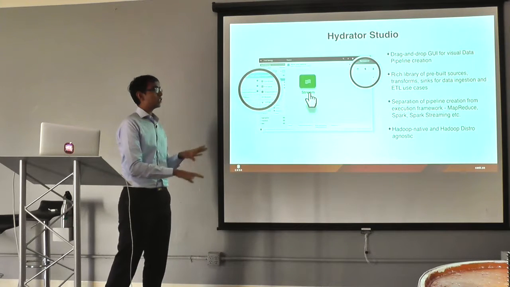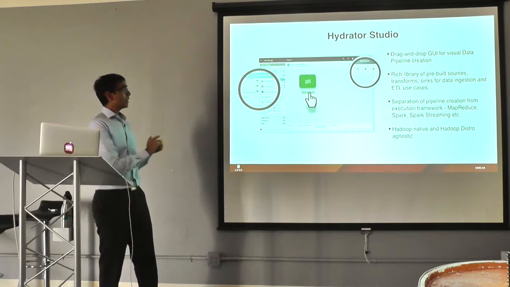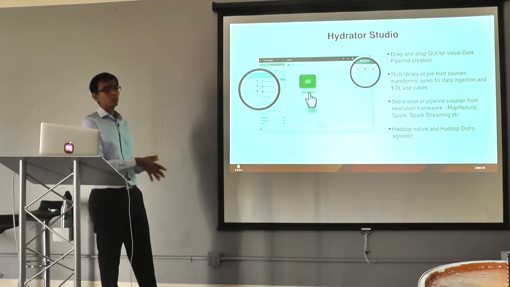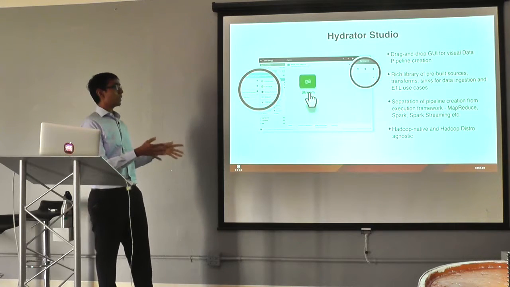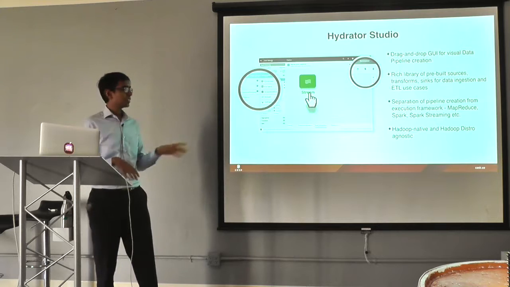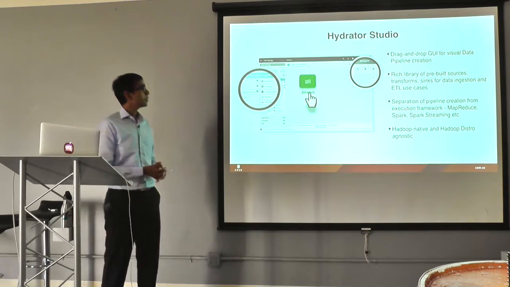So once you build your pipeline, you can choose to either run it using MapReduce or Spark. And we also have the ability to run real-time pipelines. We ran batch pipelines for this demo, but you can also run real-time pipelines, and you can choose to run it using Spark streaming, etc. But that's a feature that's upcoming. But that's the idea behind it.